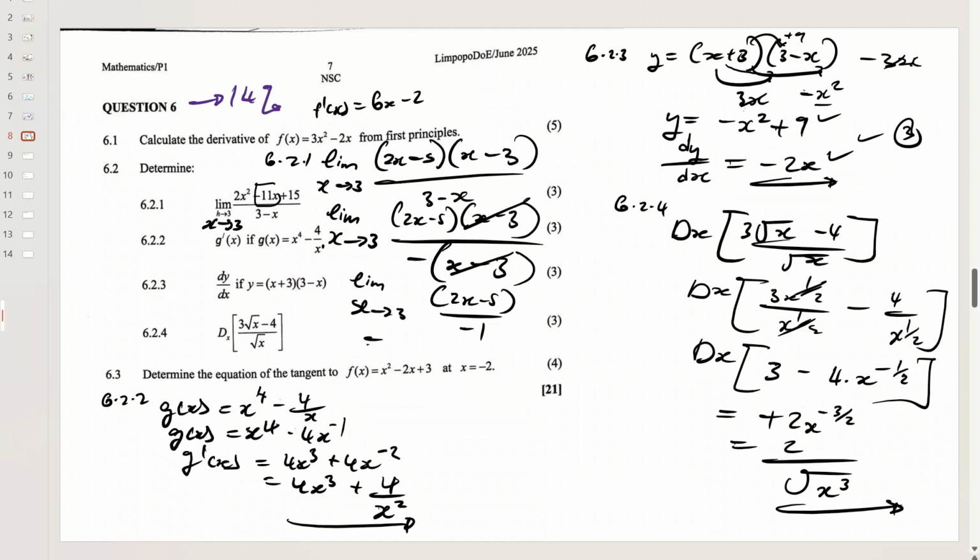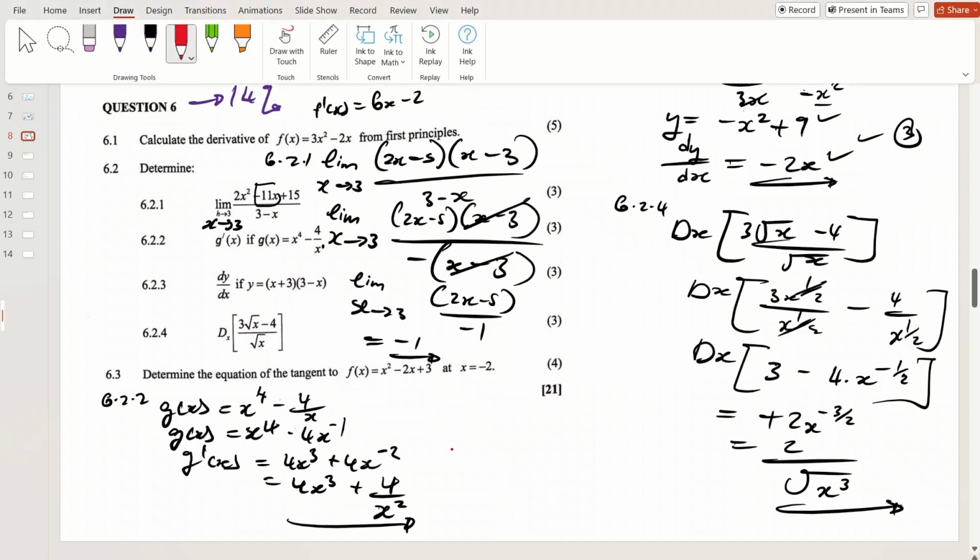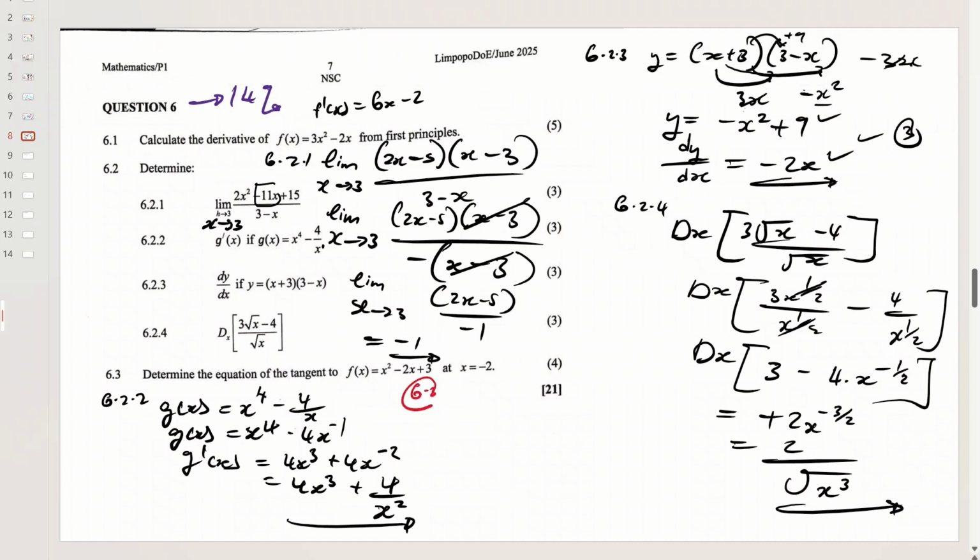And remember, the limit from that will give us negative 1. I'm just going to write this here. For 6.3, guys, I'm just going to squeeze it here. Determine the equation of a tangent to your function at x equals negative 2. How do we find the equation of a tangent?